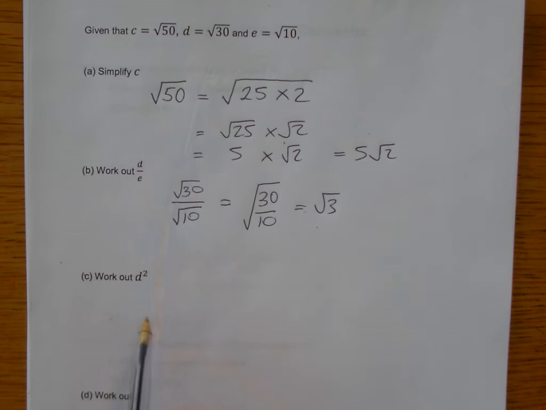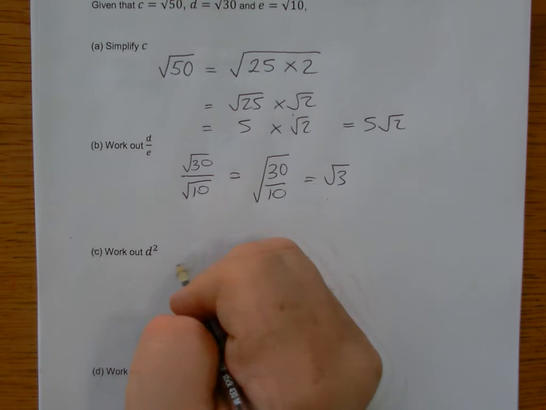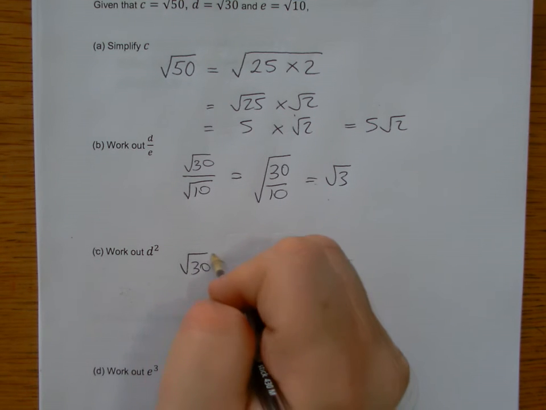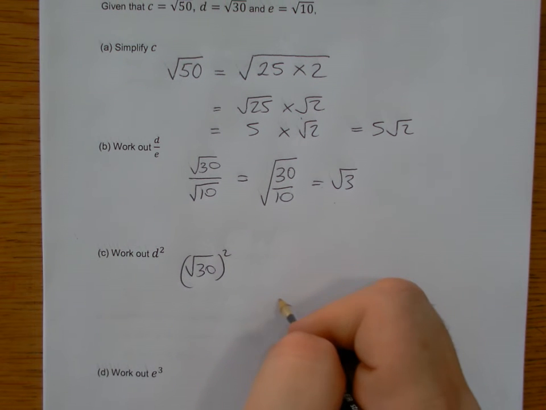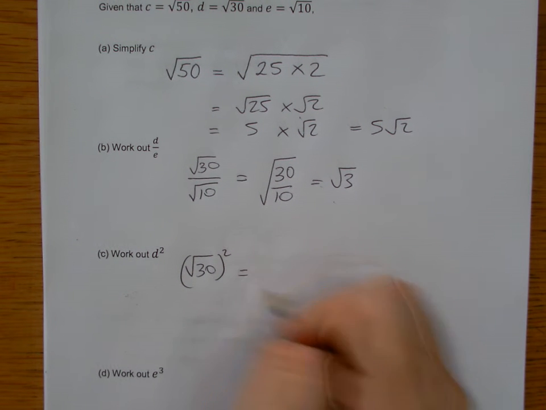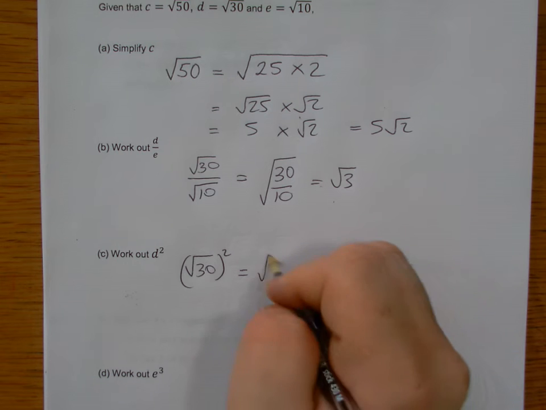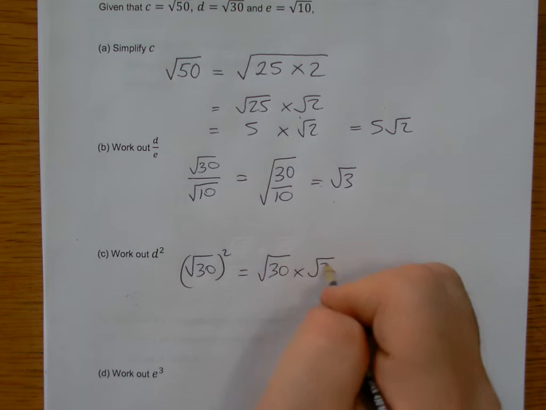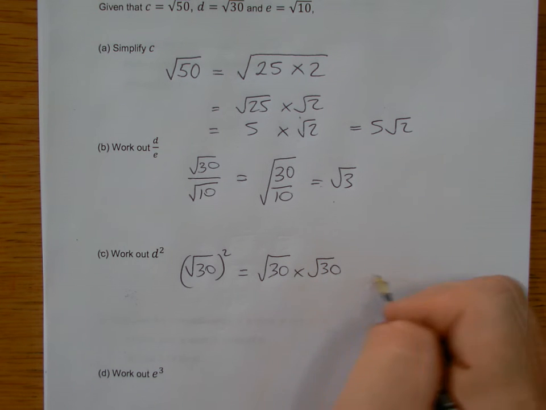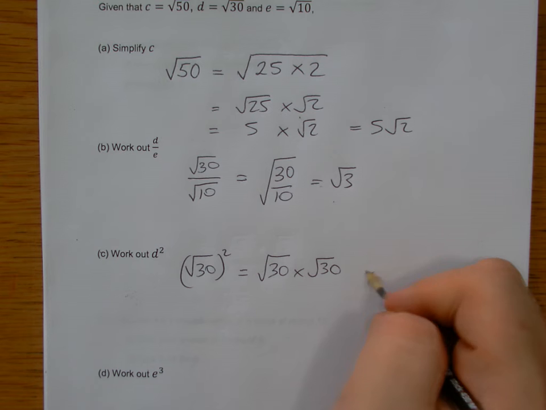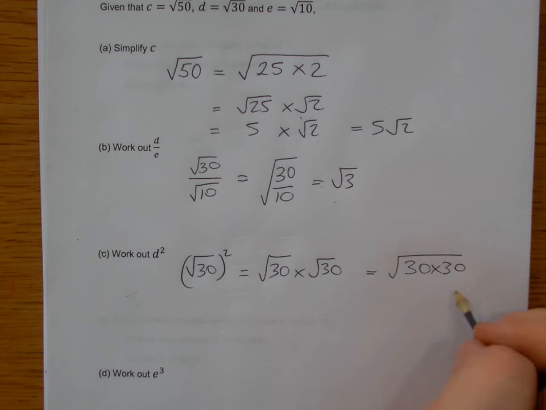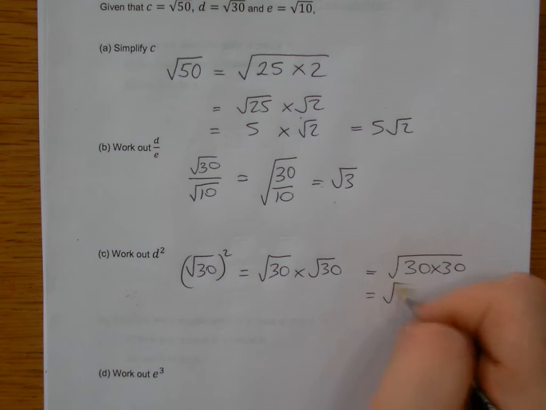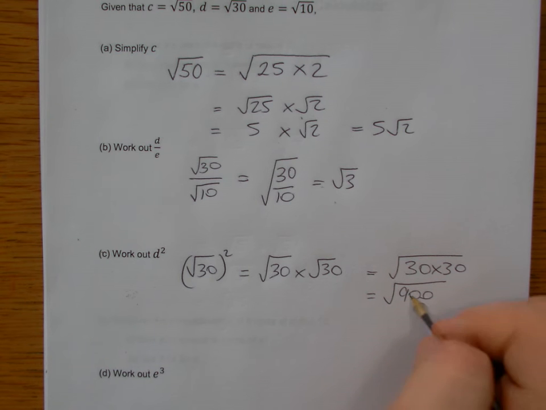With d squared then, we've got to do root 30, and we've got to square it. Okay, root 30 squared. Now remember, we could do it the long way. You could write this as root 30 times root 30. And then you could put it as 30 times 30 inside a big root. And that turns out to be 900. And then when you square root 900, you get back to 30.